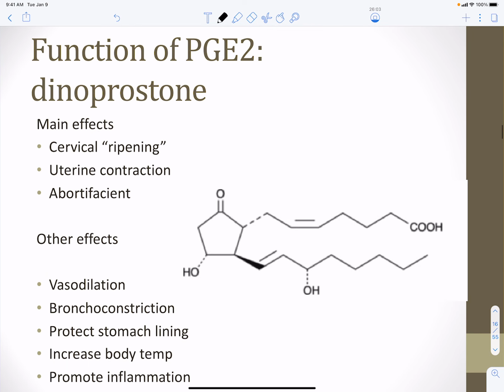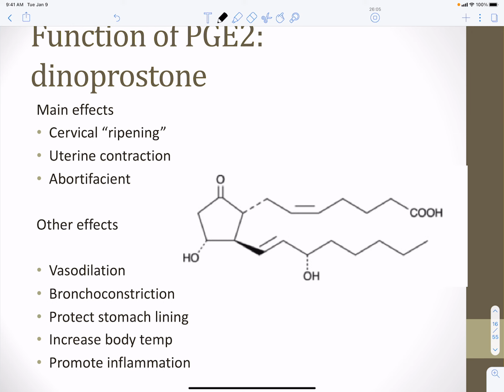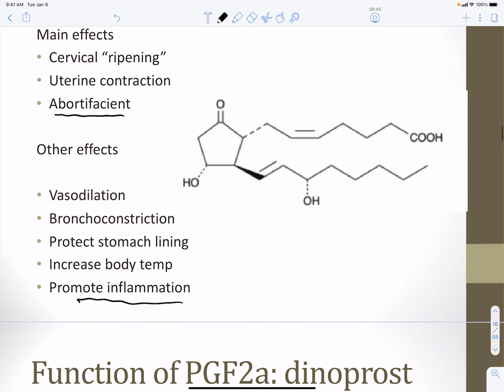Prostaglandin E2, which is referred to as dinoprostone, is going to have an abortifacient reaction. So this is going to have effects on uterine contraction and cervical ripening. It also has other effects. It is going to promote inflammation. It has a bronchoconstriction as well as a vasodilation, so it has a similar effect as your prostaglandin D2. And then you can also have some increase in body temperature associated with E2.